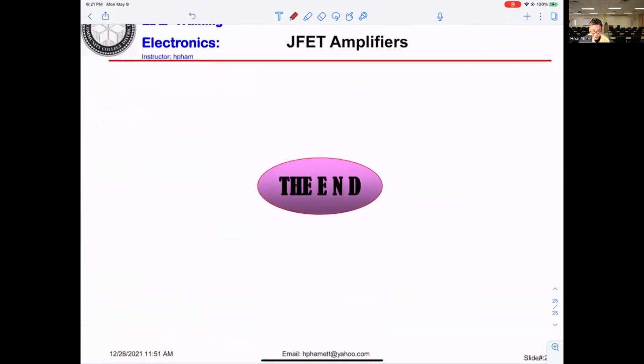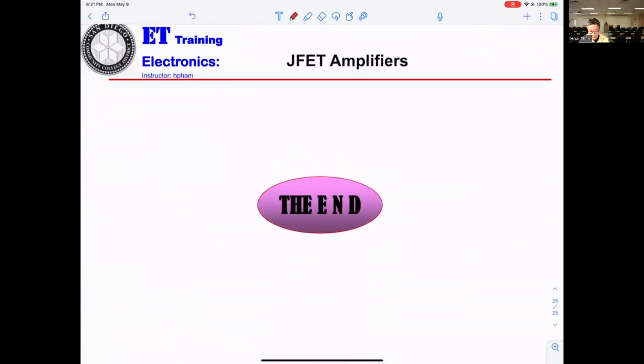Okay, so basically that will be done for JFET amplifier. We should try to go over and review, do examples, and make sure you know how to work on JFET amplifier.